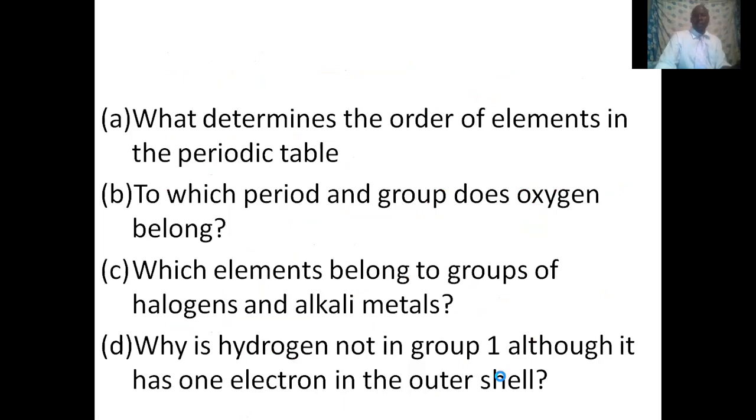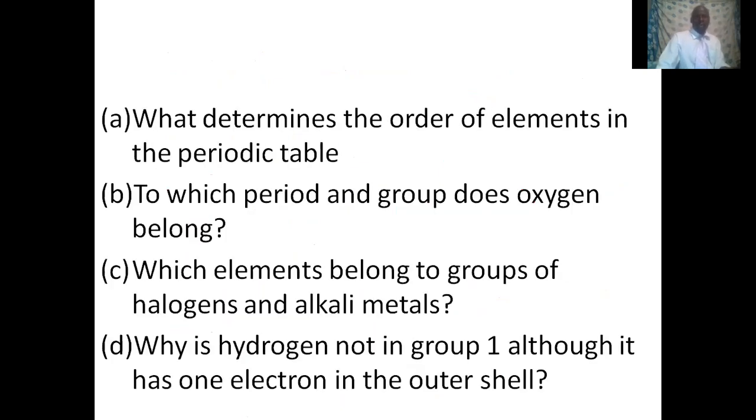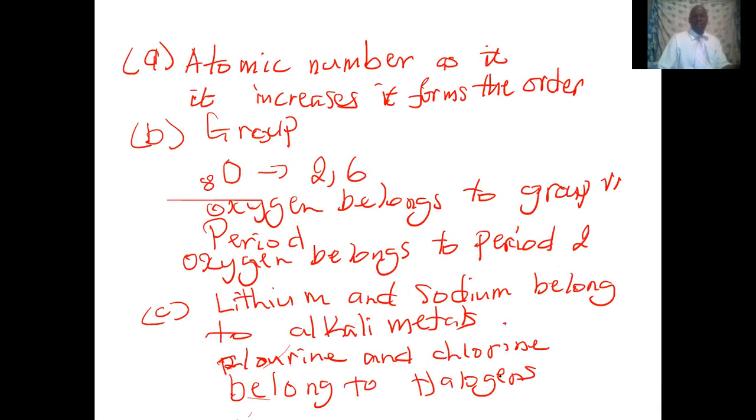So the halogens are actually where there is fluorine. They all gain 1 electron for them to be stable. And also the alkali metals lose 1 electron for them to be stable. Okay. D, what is hydrogen? Why is hydrogen not in group 1, although it has 1 electron in the outermost shell?